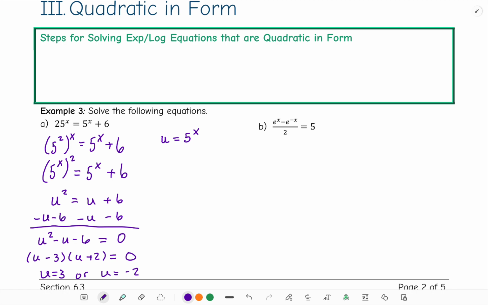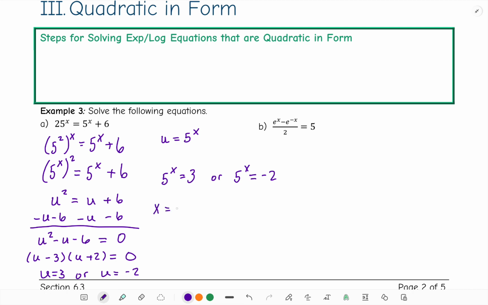Now, the u substitution makes solving the equation very easy, but it adds one last step at the end, because in our original equation we were asked to solve for x, not u. So we're not quite done yet, but what we can do now is replace the u with 5 to the x. So we get 5 to the x equals 3, or 5 to the x equals -2. Now for this one, I'm just going to take log base 5 of both sides.